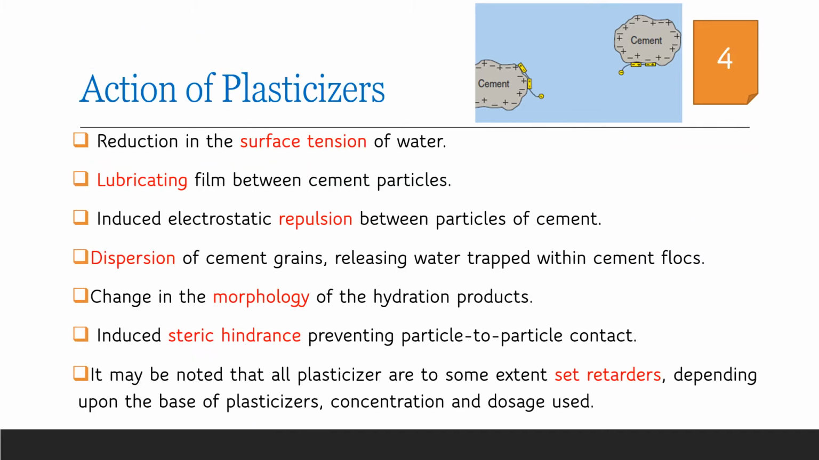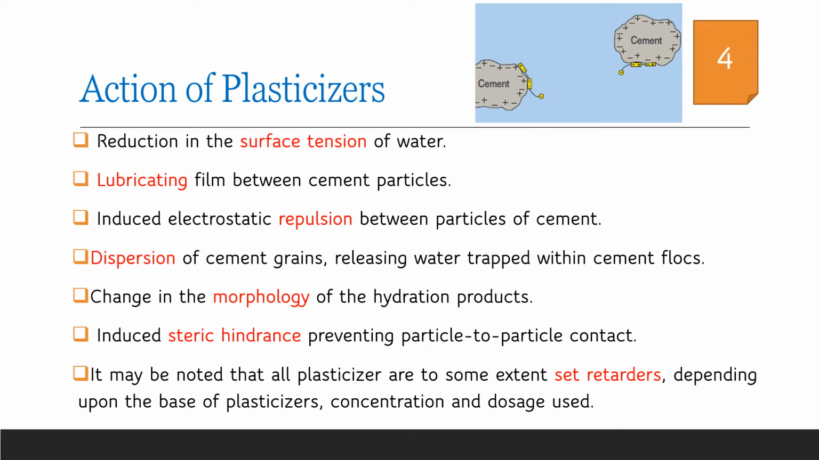Now let us discuss the action of plasticizers. Plasticizers reduce the surface tension of water, and as a result, water can be easily dispersed inside the concrete. Also, as shown in the figure, these chemical plasticizers get attached to the cement particles. Plasticizers being negatively charged, when they get attached to the cement particles, it causes the cement particles to repel each other. So, plasticizers lubricate the cement particles, and a steric hindrance is created, which causes repulsion between the cement particles.